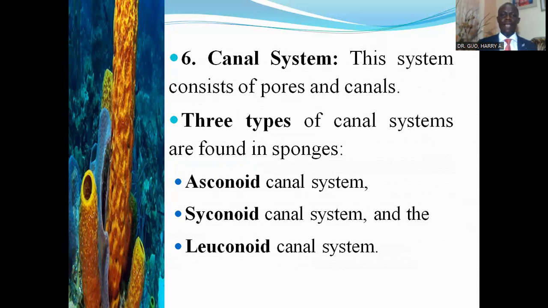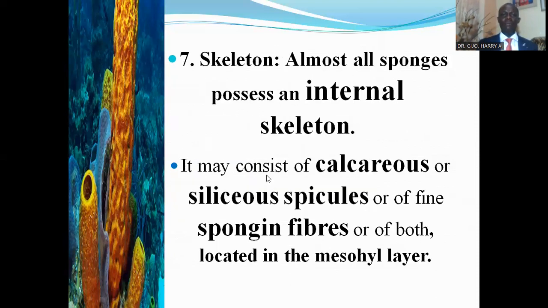We have the asconoid canal system, the syconoid canal system, and the leuconoid canal system. The three canal systems in sponges are the asconoid, the syconoid, and the leuconoid canal systems.